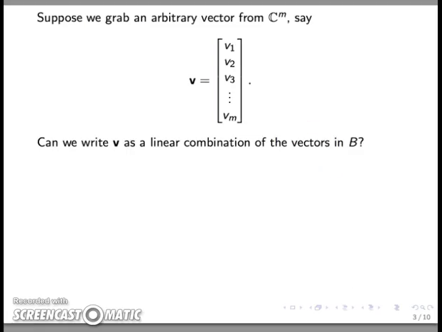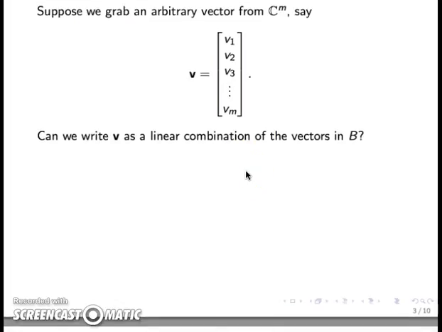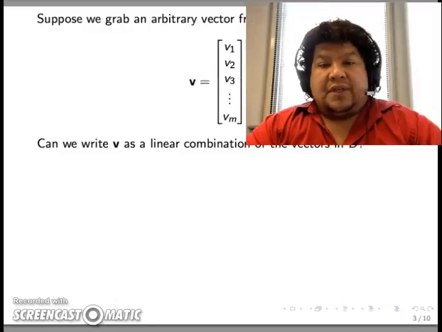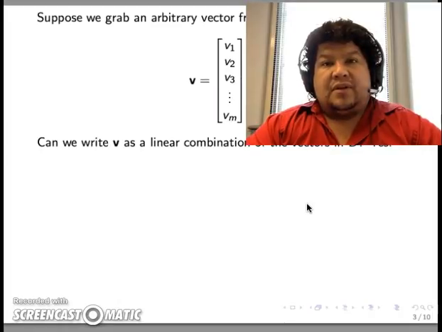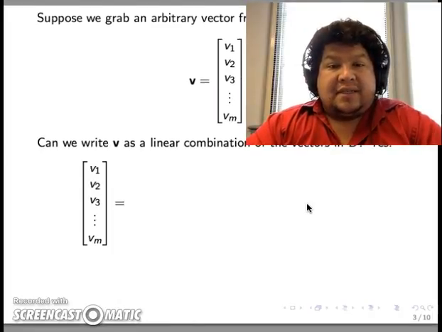So we can make this statement in a more general form. Consider an arbitrary member of Cm, here denoted as V. This V vector has m entries V1 through V sub m. And then we ask the question, can we write V as a linear combination of the vectors in the basis? We're considering a more general scenario in which we have a representation of this vector V, and we're asking, can we represent this as a linear combination of the basis elements? And the answer is yes, we can.